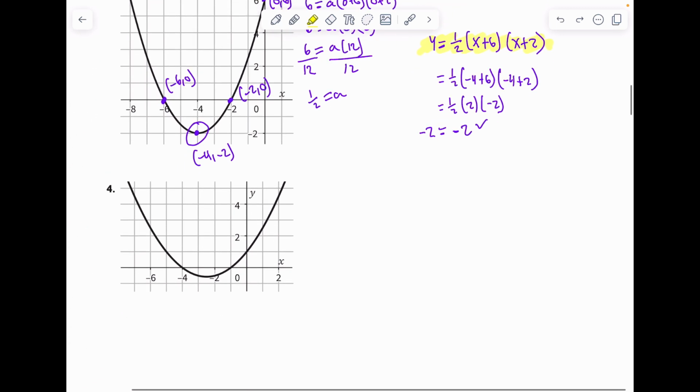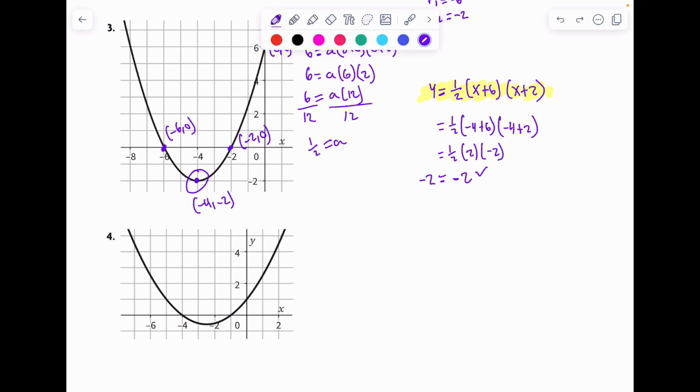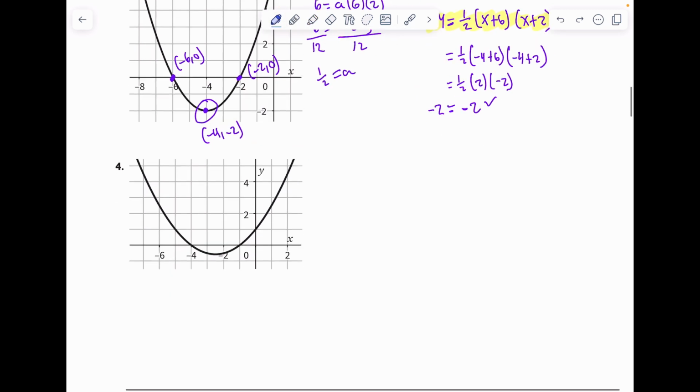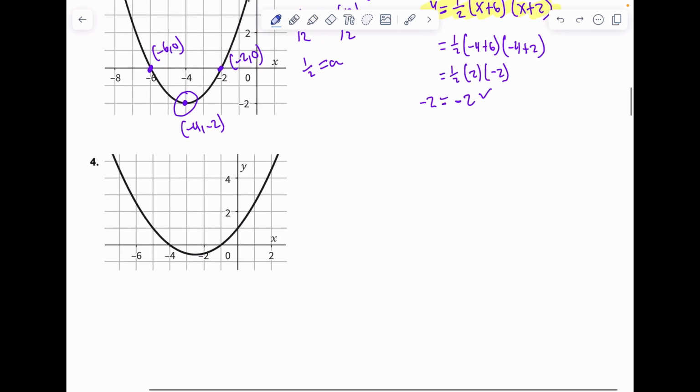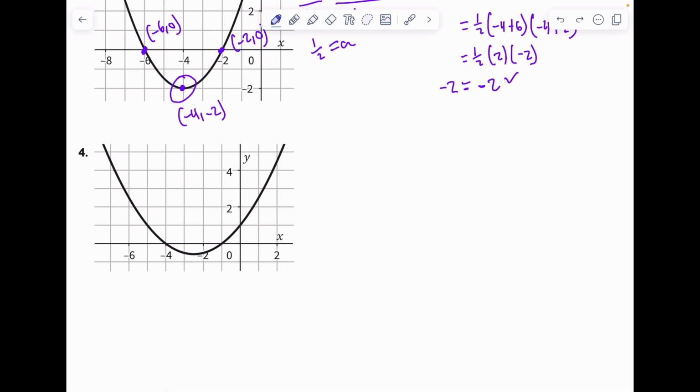Let's talk about 4. Very similar, right? We want to find our roots. So we have a root here and a root here. A root is where it crosses the x-axis. We want to find our intercepts first. So my root 1 is equal to negative 4, my root 2 is equal to negative 1. I have y is equal to a times (x plus 4)(x plus 1).